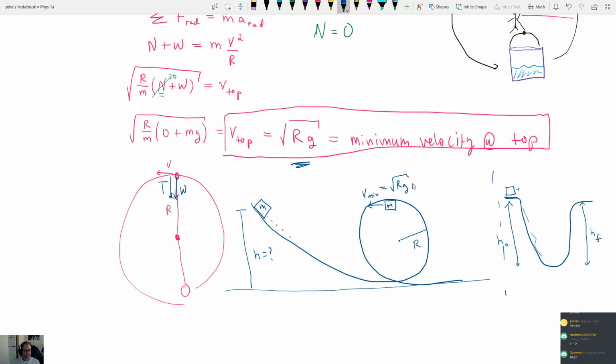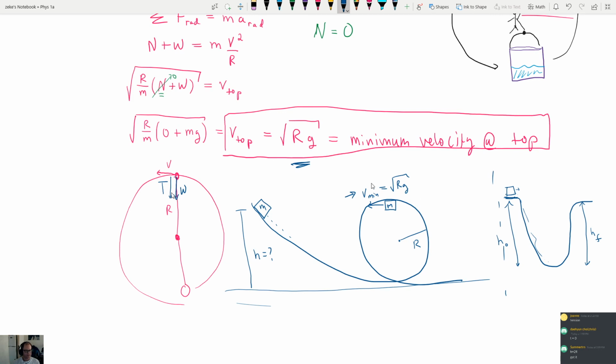But the picture over here on the left is slightly different, okay? Because this object, not only does it need to be able to get up to this elevation right here, but it also still has to have some speed left over. Does that make sense, Summer? So the actual answer is going to be like 2.5 r, I think. Like 2.5 r. We're going to calculate this later on, right?